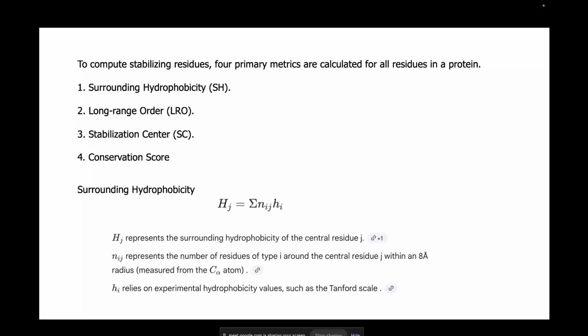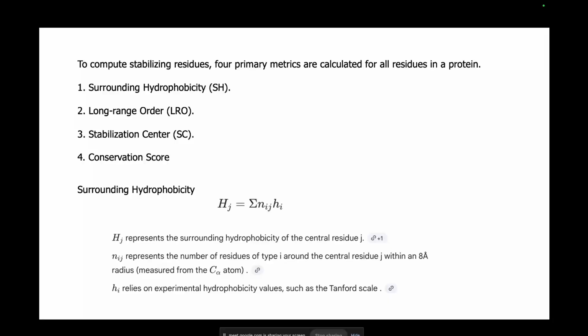So we use certain metrics. Most of these metrics we have discussed earlier, but I'm going to go through them a little bit. First, surrounding hydrophobicity. As you remember, there's the hydrophobicity scale, so every amino acid has a certain hydrophobicity associated with it. If you take around 20 residues in and around the residue you are working with, it will be the average hydrophobicity of all those 20 residues. Then you have long range contacts, stabilizing centers, and other conservation scores that we look at.